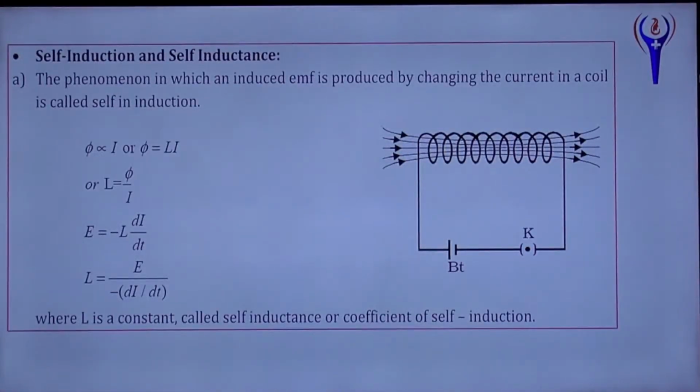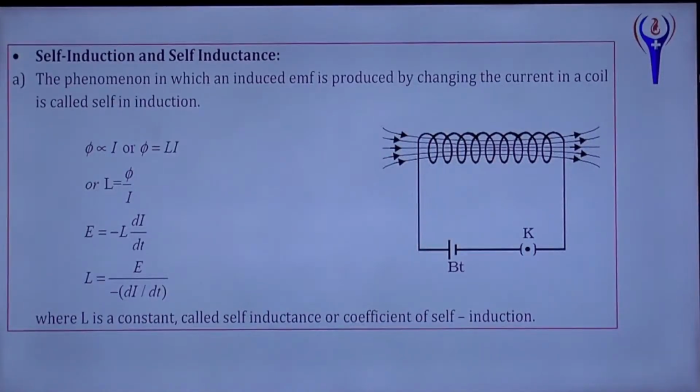Next is self-induction and self-inductance. The phenomenon in which an induced EMF is produced by changing the current in a coil is called self-induction. That is, there is a change in the magnetic flux in a coil, and an induced EMF also in the same coil, so we call it self-induction. And phi is proportional to I.